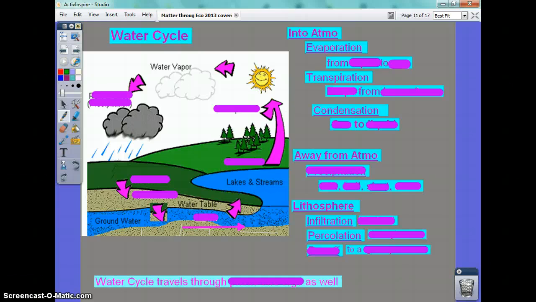So again, it's a cycle that can pretty much jump in any direction. But let's start with how it gets into the atmosphere, like we did with carbon. Evaporation. From what to what? From liquid to gas. From liquid to gas is the exact definition of evaporation. So the water cycle is a lot like changing states.